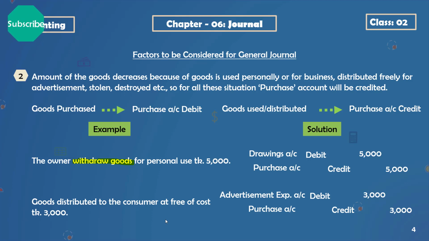Advertisement expense account debit because we distributed goods free of cost, so the purpose was advertisement. And since goods reduced from the business, we credited purchase account. Okay, all right.